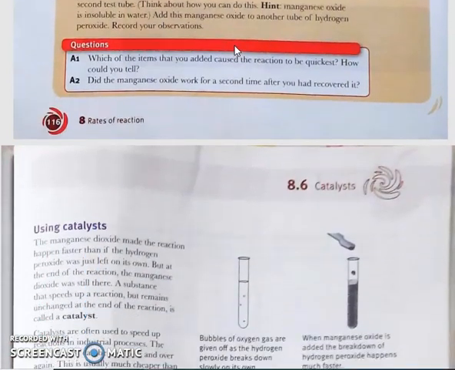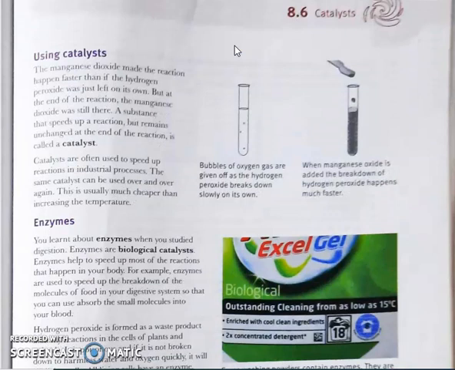So let's see what a catalyst is. The manganese dioxide made the reaction happen faster than if hydrogen peroxide was just left on its own, because here manganese oxide is a catalyst. But at the end of the reaction manganese dioxide was still there. A substance that speeds up the reaction but remains unchanged at the end of the reaction is called a catalyst. So here you can see 2 test tubes.